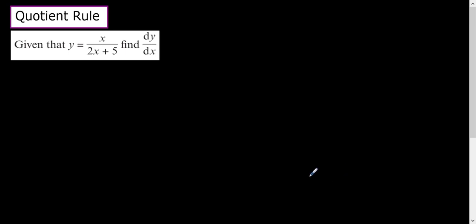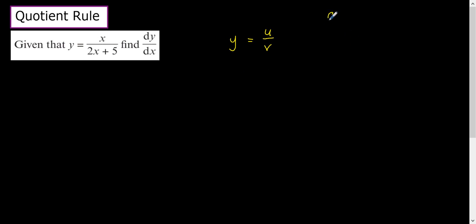So now we get into the quotient rule. And much like the product rule, the quotient rule is used when we have two different functions of x, and this time our functions are being divided. So we have u divided by v. Okay, and I should write that really as y equals, just to keep my notation simple. So y is u over v, where u is a function of x, and v is a function of x.